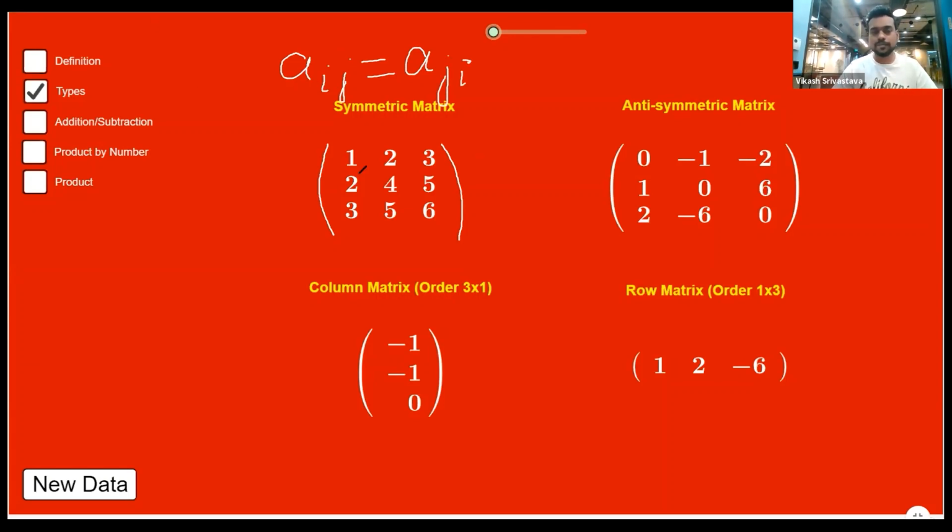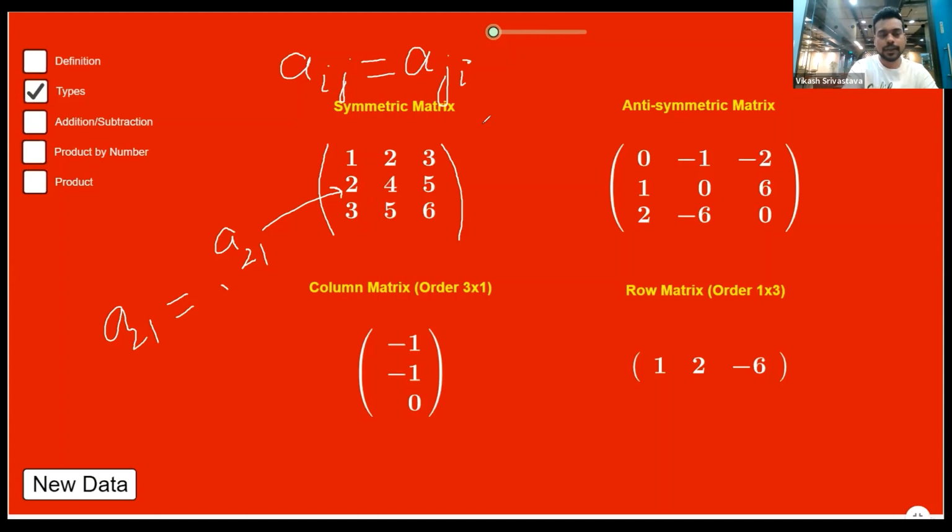Okay, so just look at this particular matrix. Let's look at this particular element, which is 2. What is i in this case? So i is 2 and j is 1, so this is A21, right? Now for a symmetric matrix we need to have this condition that Aij is equal to Aji. In this case, what does that mean? This will be applicable for all the elements of the matrix, but I'm just taking an example here. By this definition, A21 should be equal to A12, right?